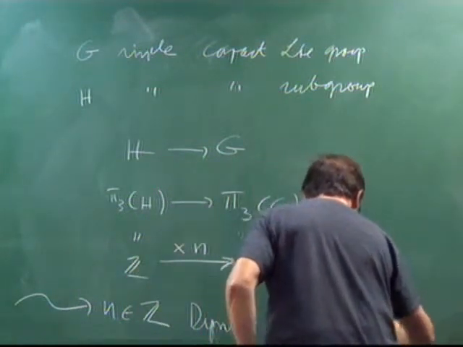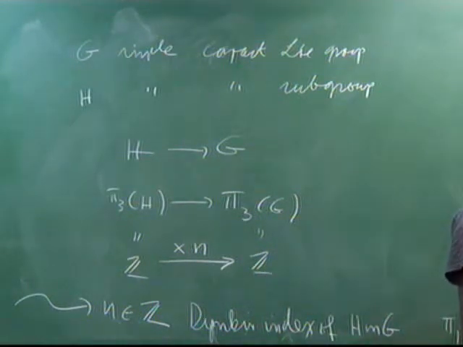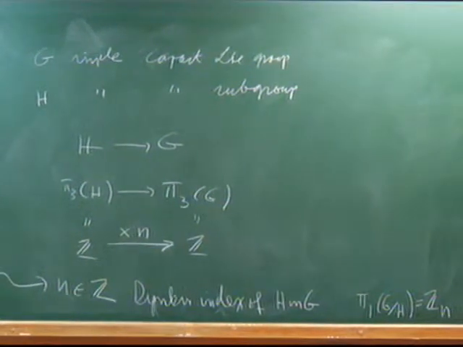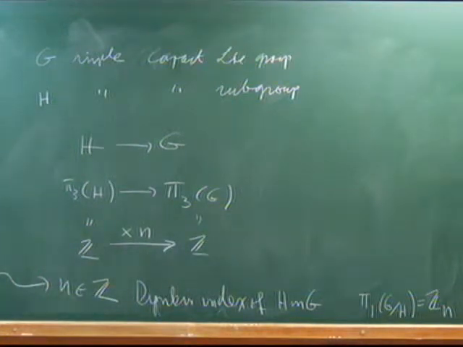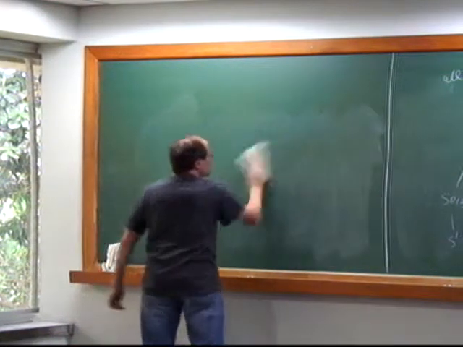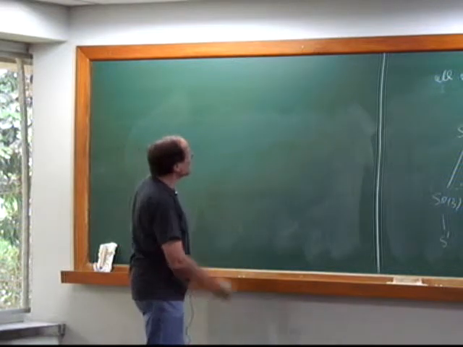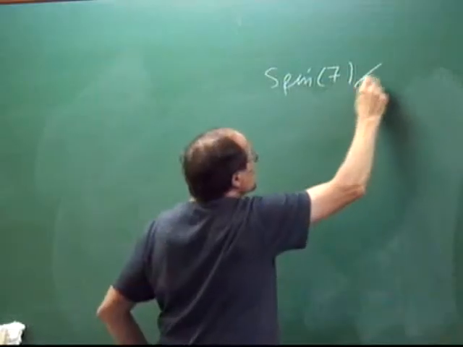Of H and G. The implication is that, for example, pi 1 of G mod H is Zn. So it has a topological implication for the quotient. Okay. That's all I want to say about G2. There are some other funny facts about G2 which, from what we know so far, are not so easy to prove.